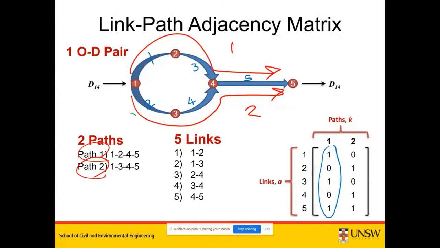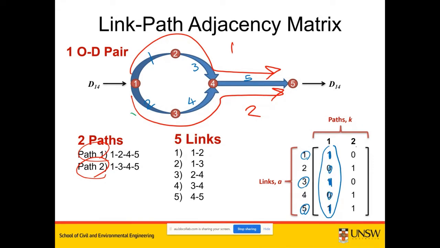So path 1, which links does it include? It includes link 1, 3, and 5. So 1, 1, 1. For link 1, link 3, and link 5, I put 1. For link 2 and link 4, I put 0.